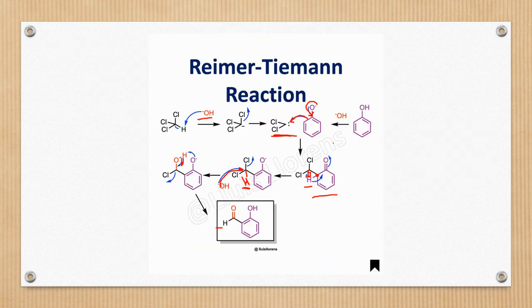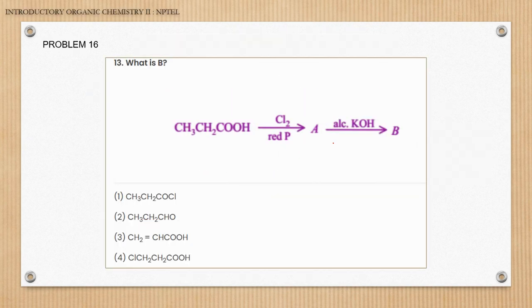Okay. So coming to problem number 16. So guys, in problem number 16, you have to find out what is B. They are giving you a series of reactions and you have to find out this particular compound. So this is again an acid in presence of chlorine, red phosphorus. What will it do? Can anyone tell me what should be A in presence of chlorine and red phosphorus? What will it do?